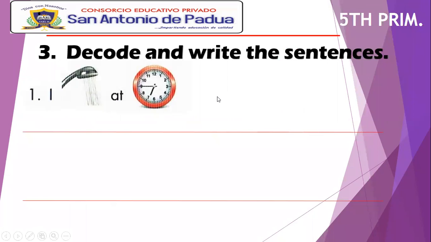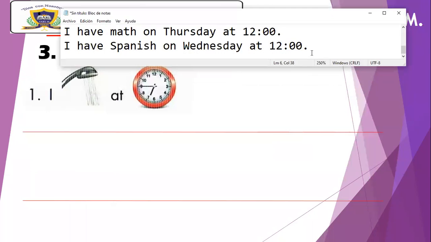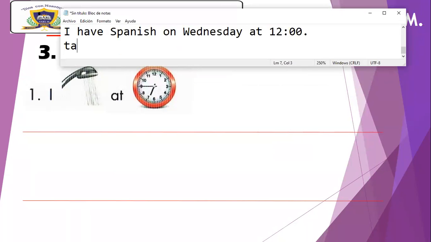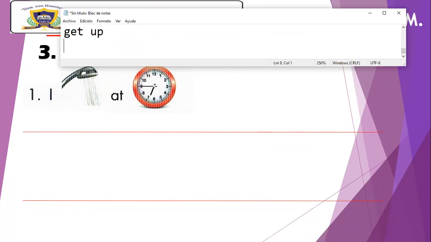Okay, now please. So we have to decode and write a sentence. Vamos a recordar también, students, acerca de daily routine. Do you remember? Take a shower. What else? Get up, levantarse. What else? Yes, take a shower, get up, or maybe wake up. Yes, wake up, it means despertarse. What else?